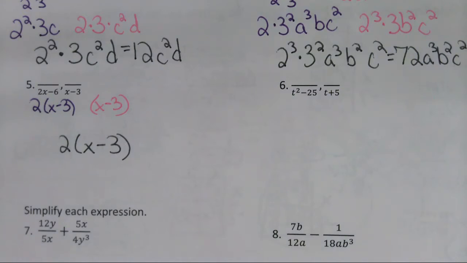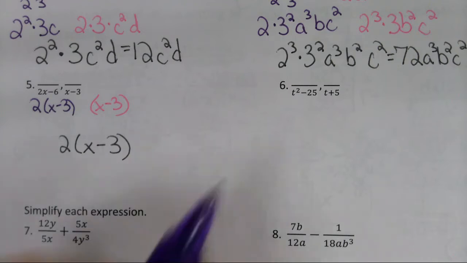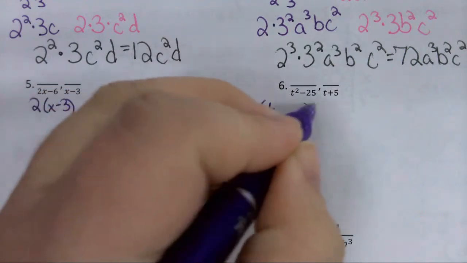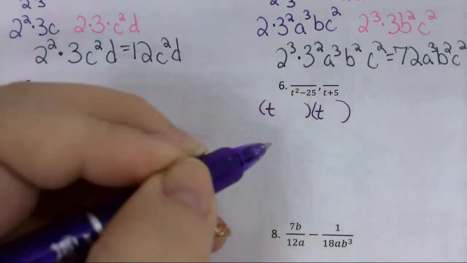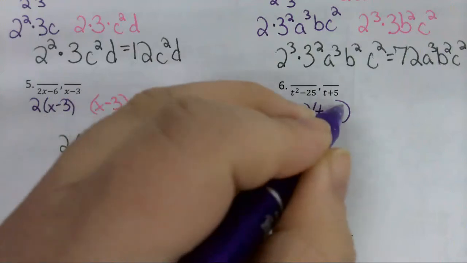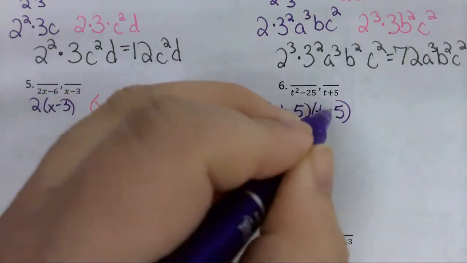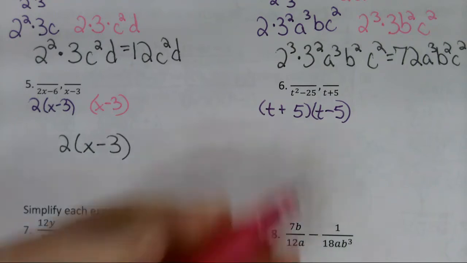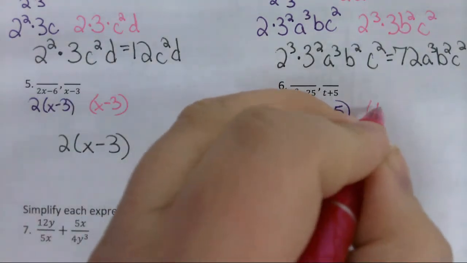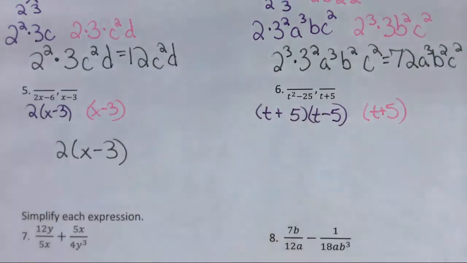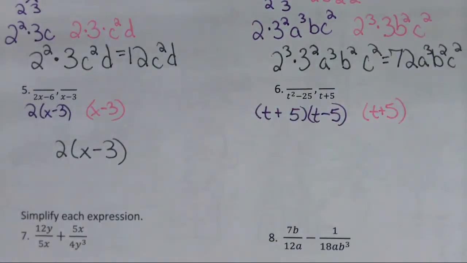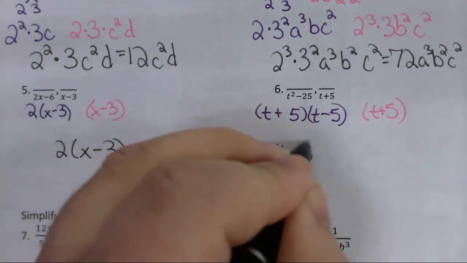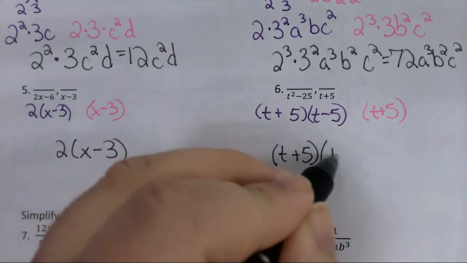Number 6, 2 perfect squares with a minus in the middle is the denominator of our first fraction. So we have t in the first spot of each, square root of the first term. Square root of the second term gives me 5, one plus, one minus. And lucky for us, our denominator in the second fraction is already factored. So when listing the common denominator, we have the most amount of t plus 5's and the most amount of t minus 5's.